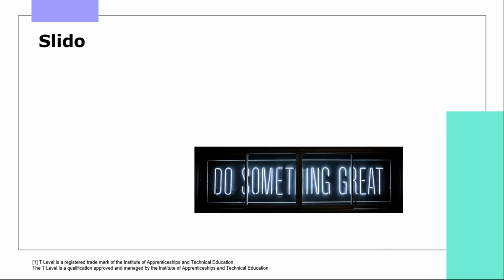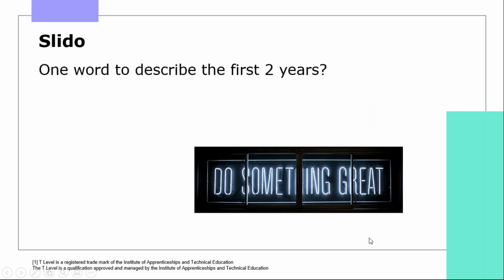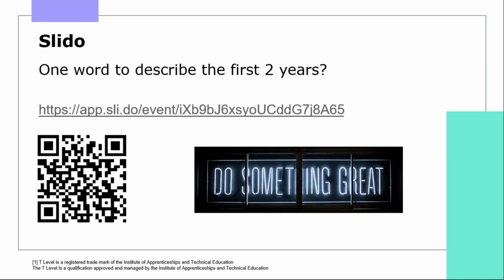Okay, we're going to start off today with a Slido activity. I'm going to pop the QR code up on the screen. What we're going to be asking you is to give us one word to describe the first 2 years, or 1 year if you're just in your first year still, of delivery of the childcare, education childcare T level. As I say, I'm going to pop the Slido link into the chat box as well.